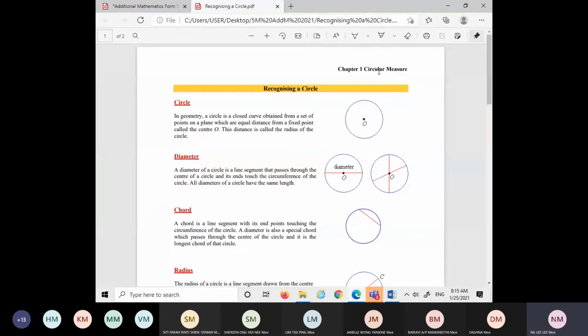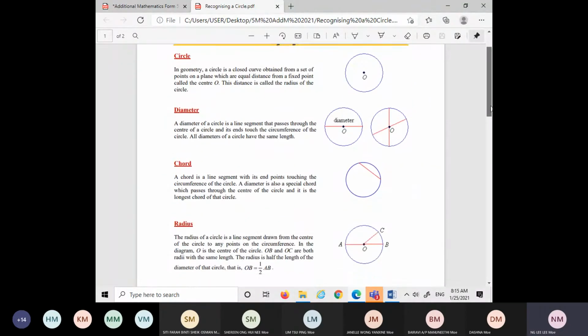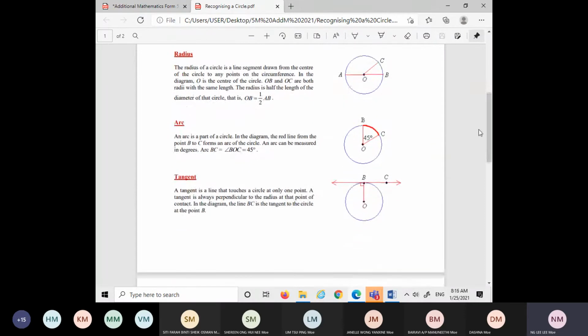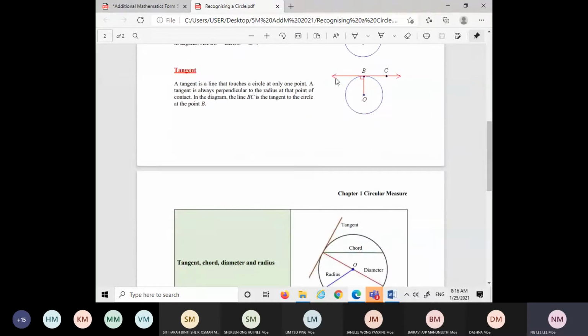Recognize a circle. We go through quickly. This is a circle. What is the meaning of diameter? The two points on the circumference are joined, and the line must pass through the center of the circle. It's a diameter. Chord, we have already covered. The radius is half of the diameter. Then this is an arc. Then tangent. BC is a tangent. A tangent will only touch one point on the circumference.